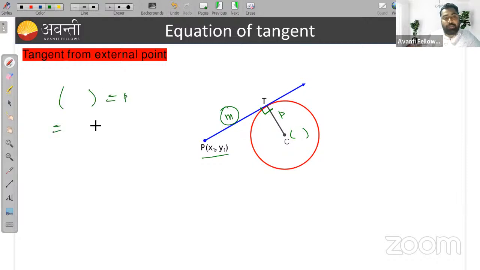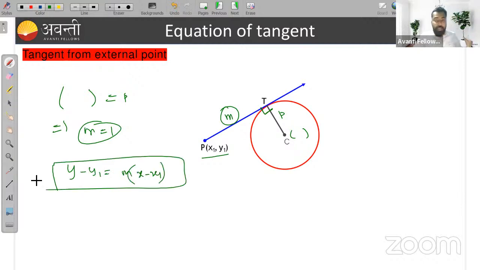Then from here you can get the slope, and using the slope point form, you can find the equation of tangent, that is y minus y1 is equal to m into x minus x1. This will be the equation of tangents from an external point, right? From an external point, if you are asked to find the equation of tangent. Clear?